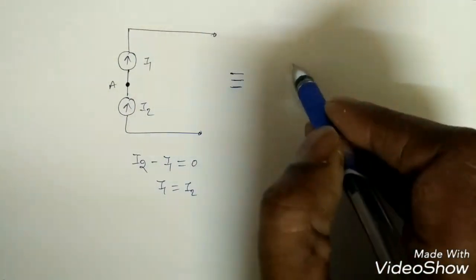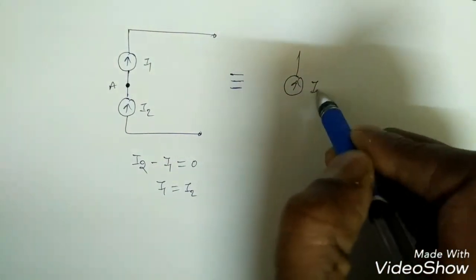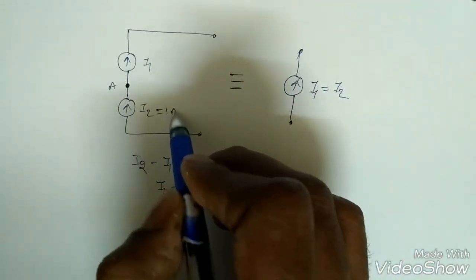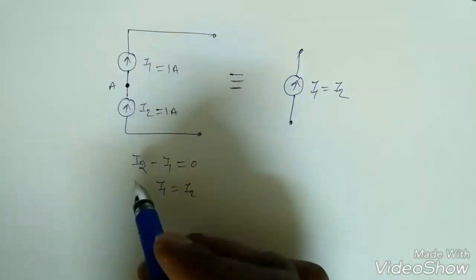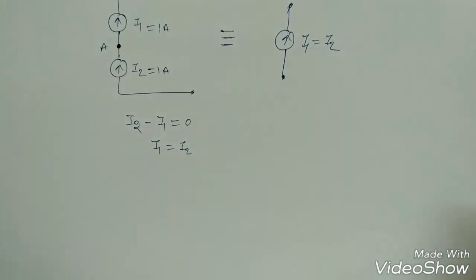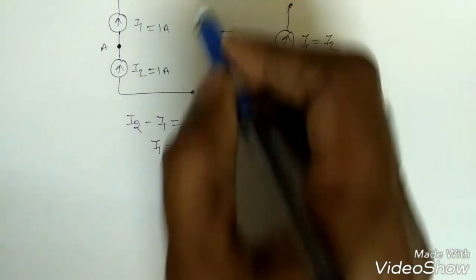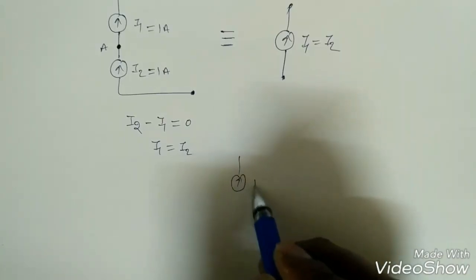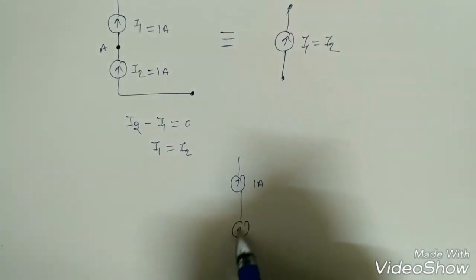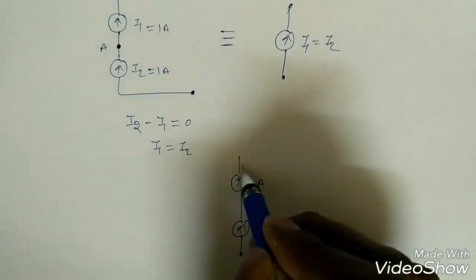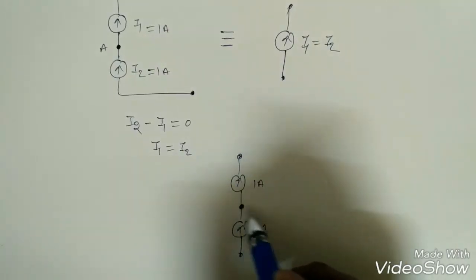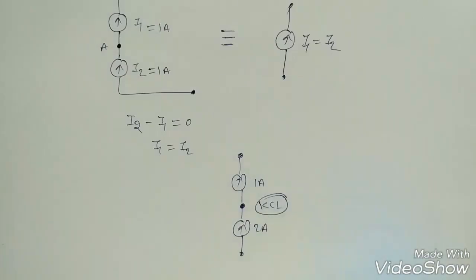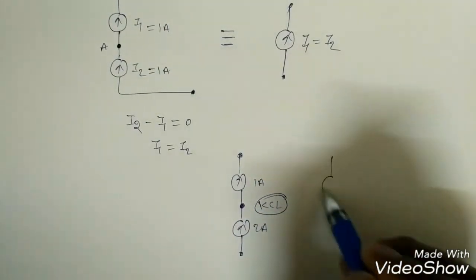That means we can replace them with one current source, since I1 is equal to I2, right? That means if this is 1 ampere, this also should be 1 ampere. Otherwise, the KCL fails, and that will be a violation of KCL. So that type of circuit cannot exist. For example, if this is 1 ampere and this is 2 ampere, this is not possible at all, because at this node KCL fails, right? Violation of KCL, so it doesn't exist.